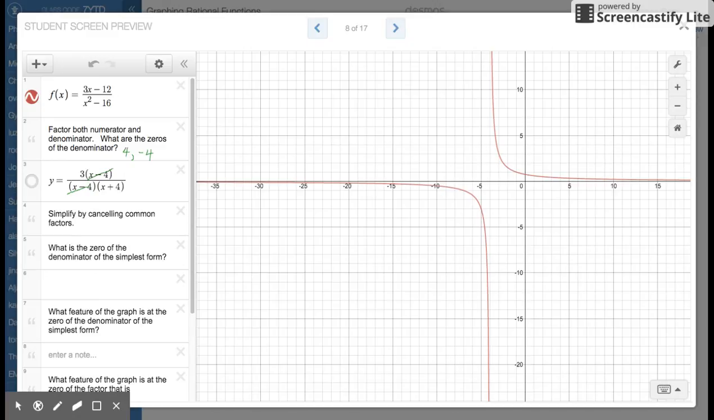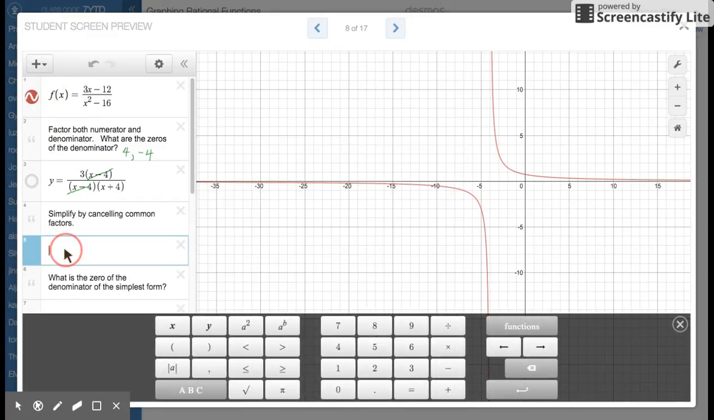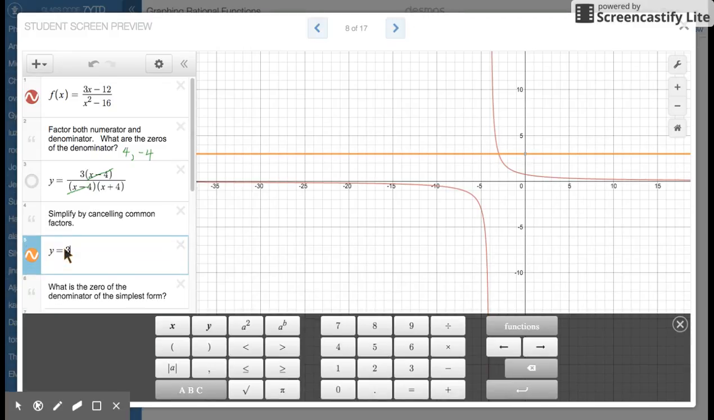What is the zero of the simplest form? Let's first write the simplest form. Let's put it here first. I will insert an expression. And here's the simplest form, y equals 3 over x plus 4.